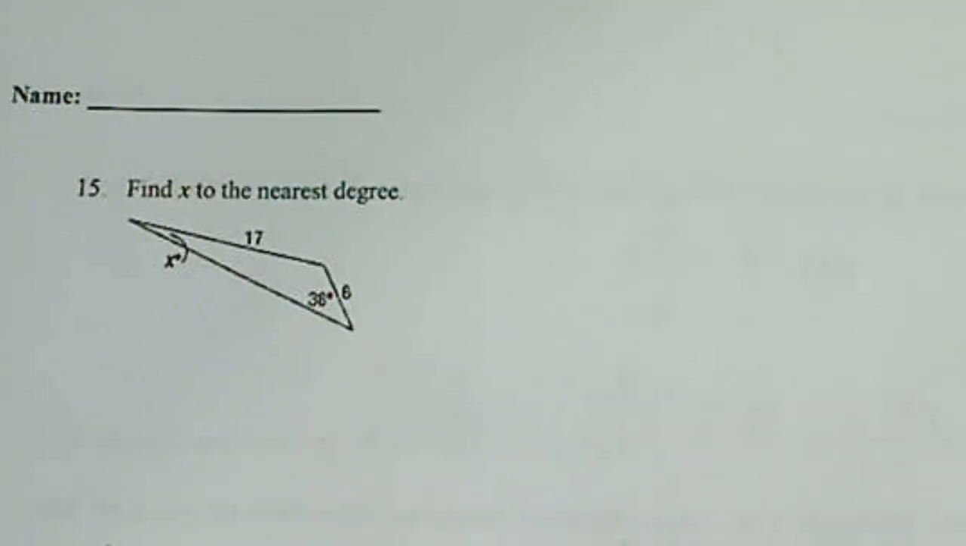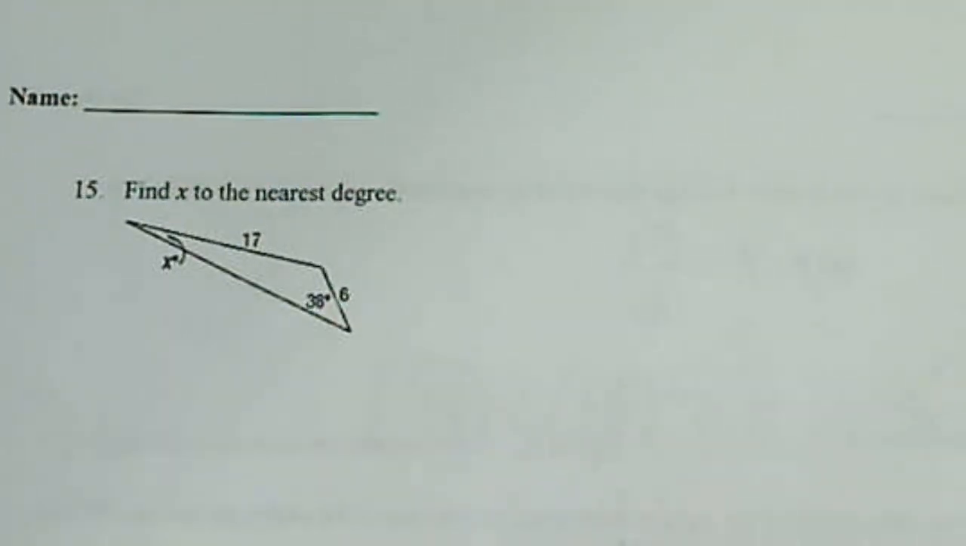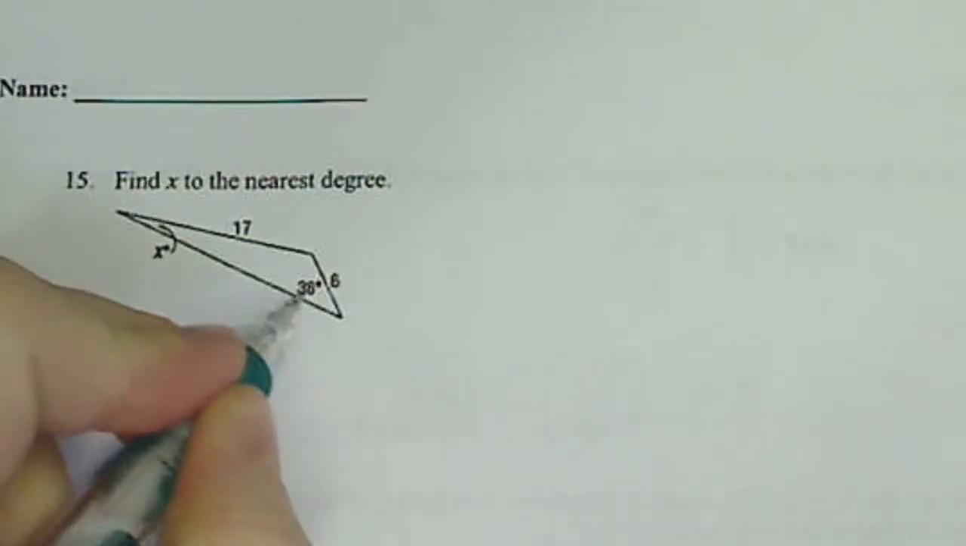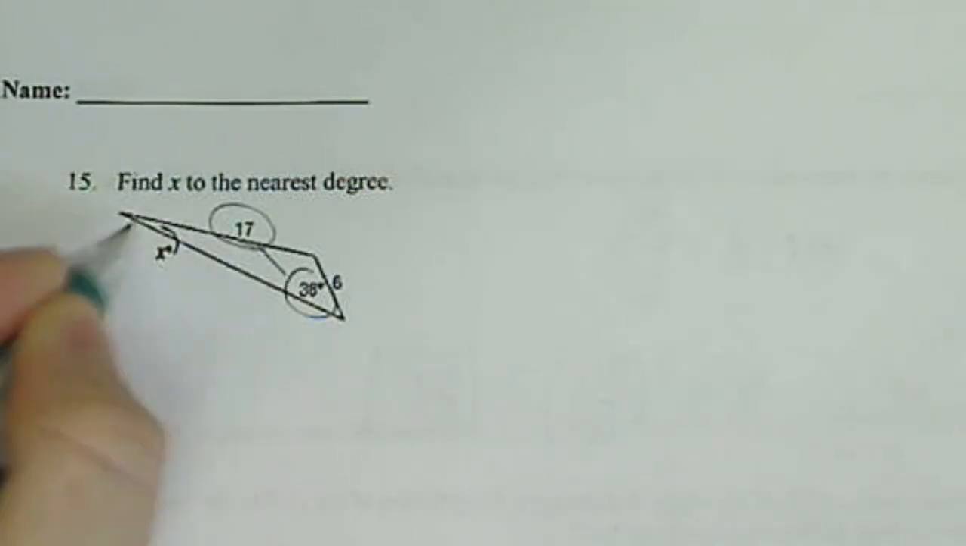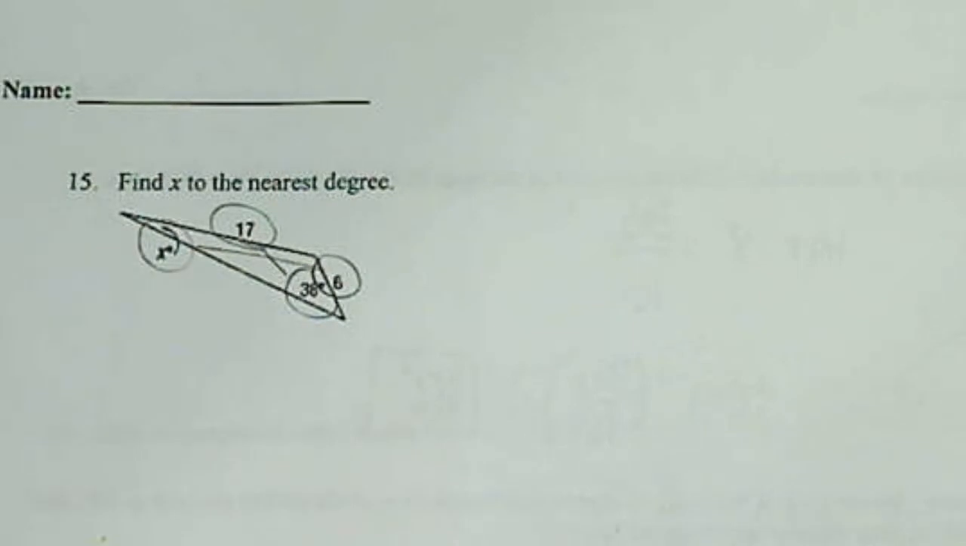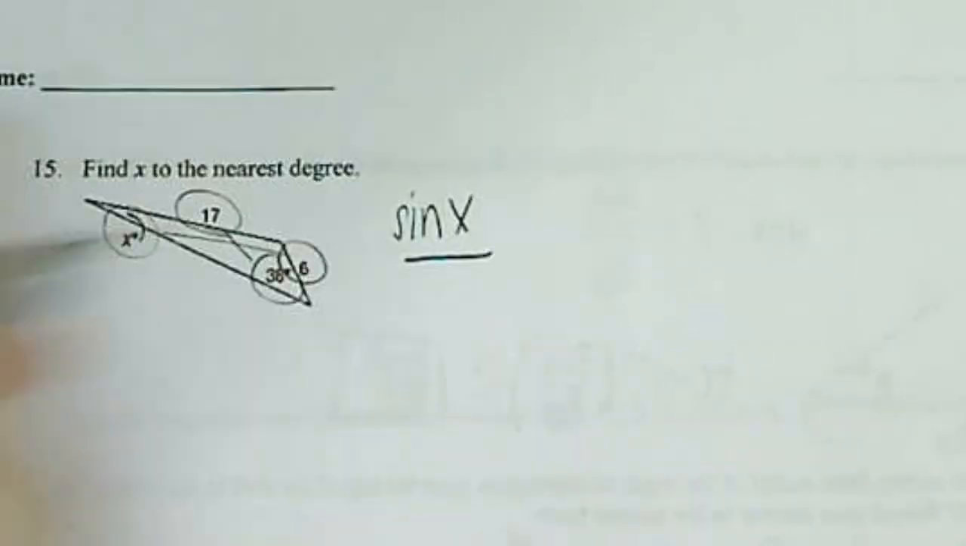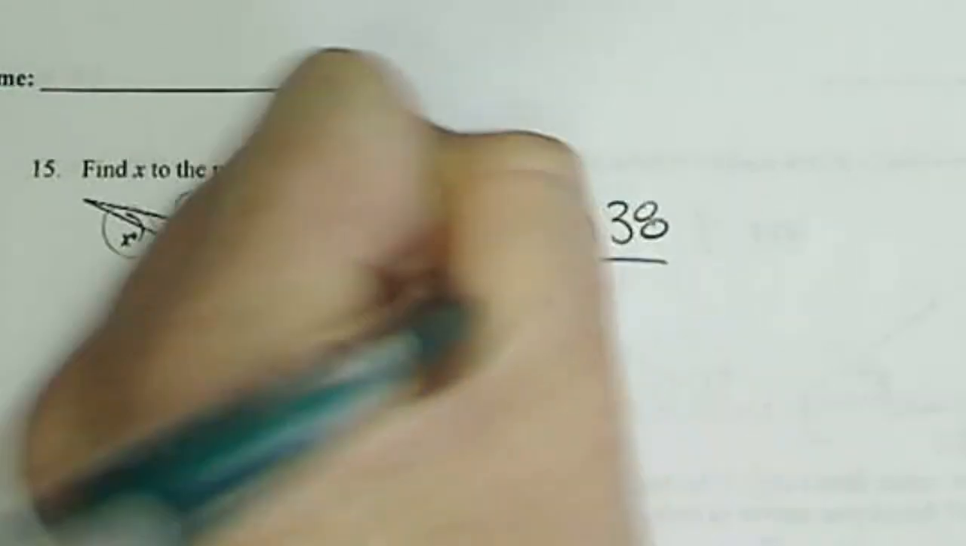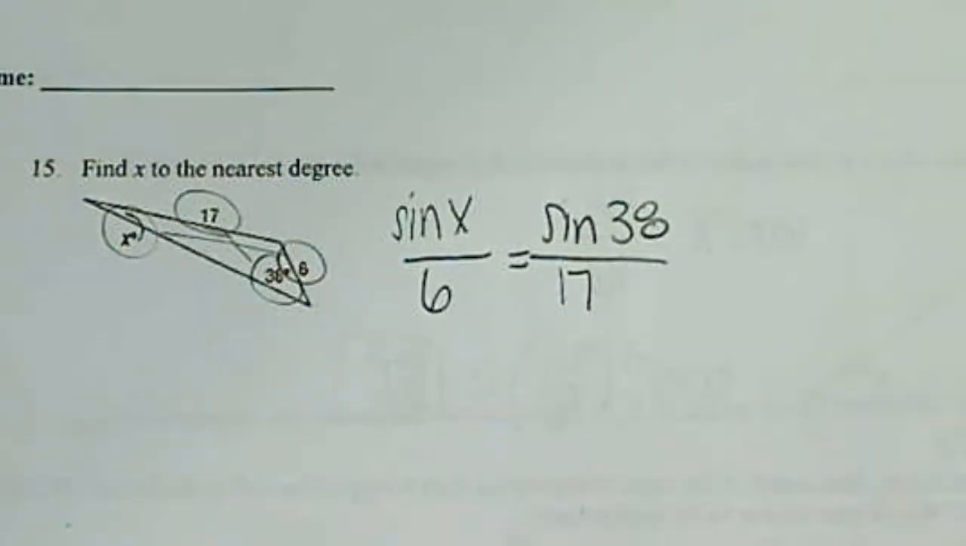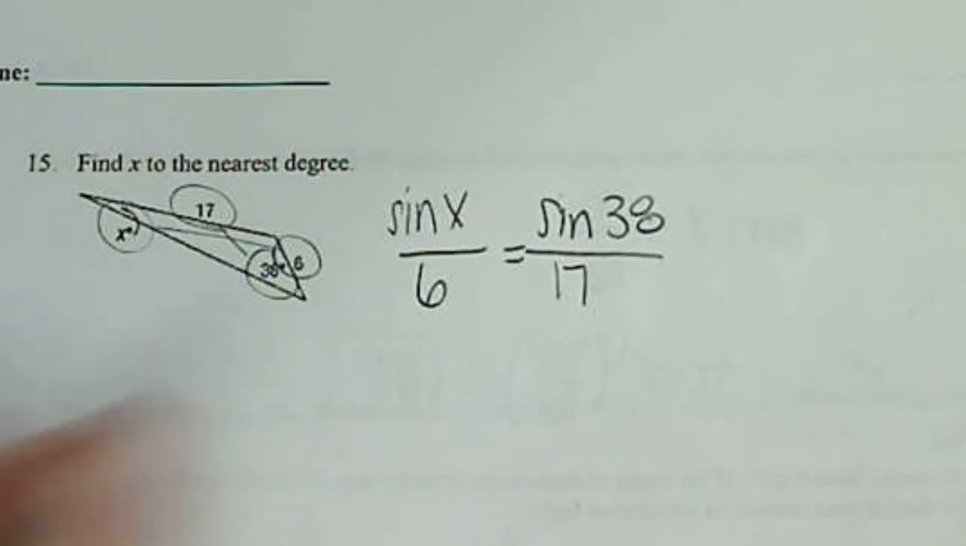15. Find x. So again, I'm going to use law of sines because I have right here a nice little proportional relationship between my sides and angles. So the sine of x over 6 equals the sine of 38 over 17. Let's cross multiply again.